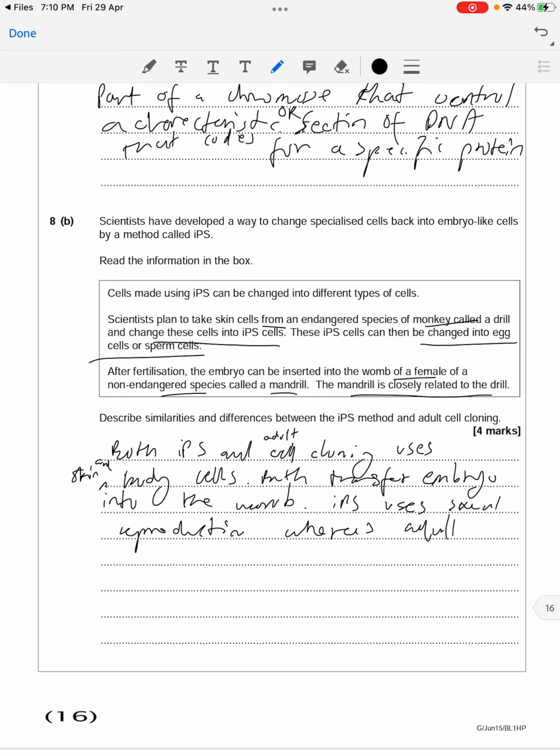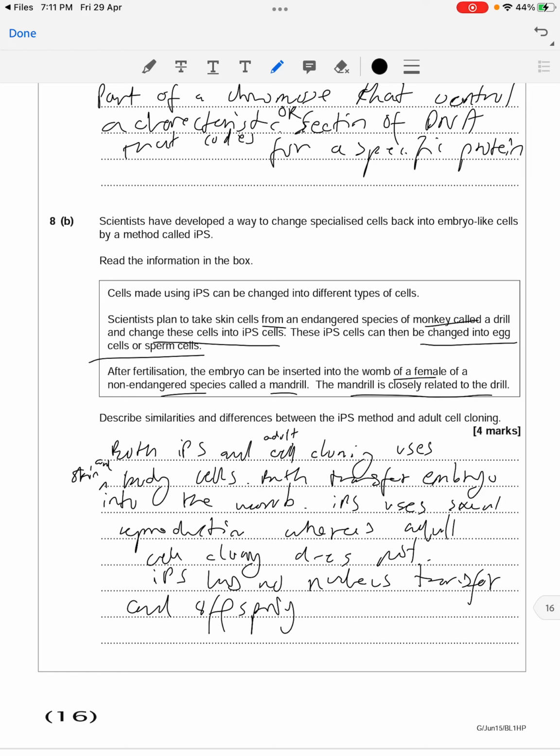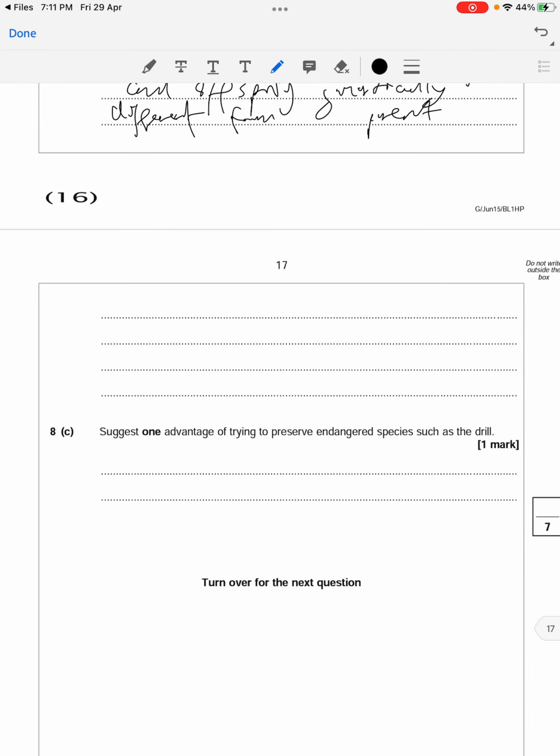Adult cell cloning does not, and you can say that iPS has no nucleus transfer, and offspring is genetically different from the parent. Okay, let's move on to the next question.